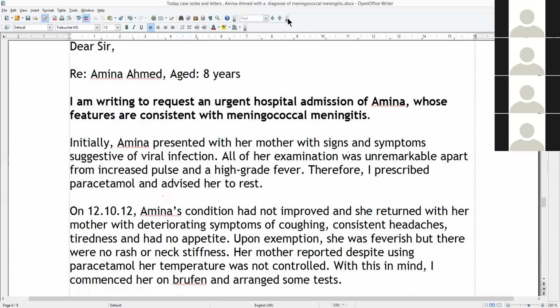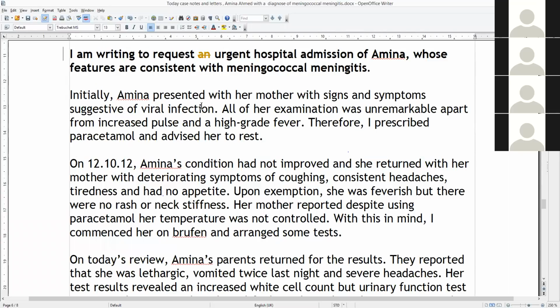Amina Ahmed, urgent hospital admission. Writing to request urgent hospital admission of Amina, whose features are consistent. Presented with mild signs and symptoms of infection. All of her examination was unremarkable apart from increased pulse and high fever. I prescribed paracetamol and advised her to rest.